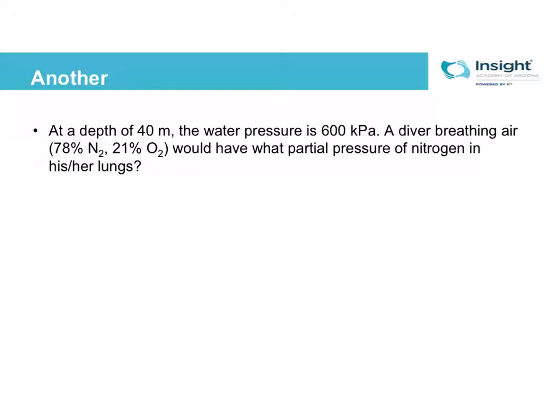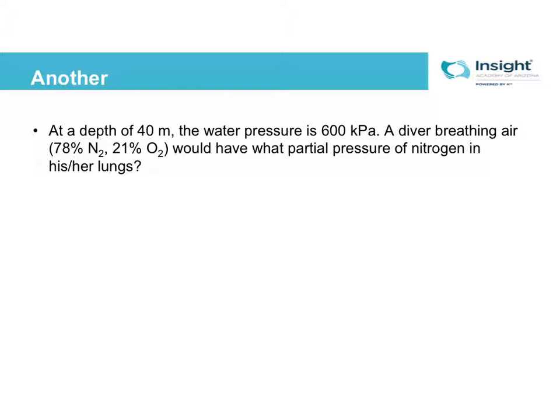So another example where you can use partial pressures, because you're just adding things to get totals, is with percentages. At a depth of 40 meters, the water pressure is 600 kPa. A diver breathing air, 78% nitrogen, 21% oxygen, would have what partial pressure of nitrogen in his or her lungs?